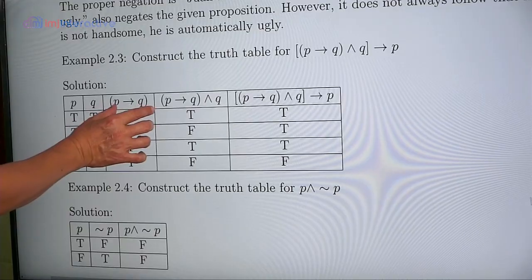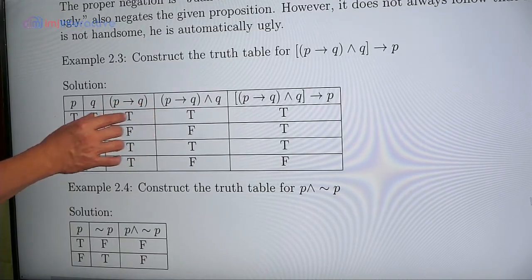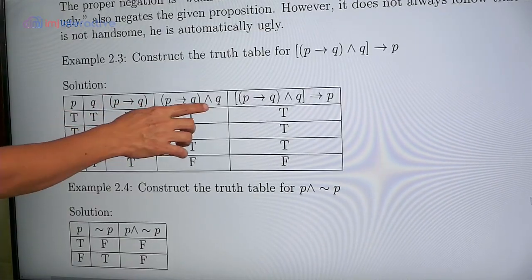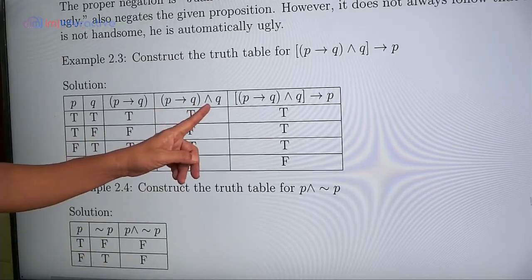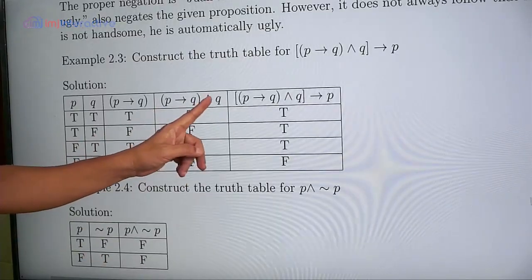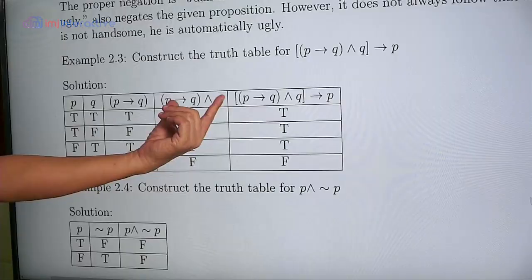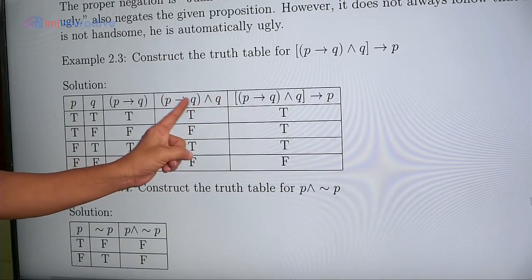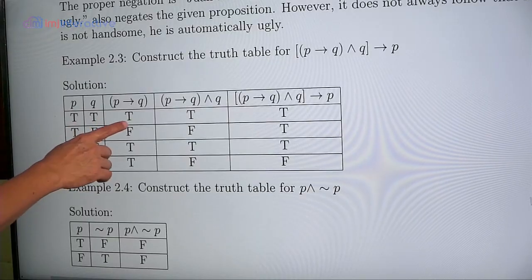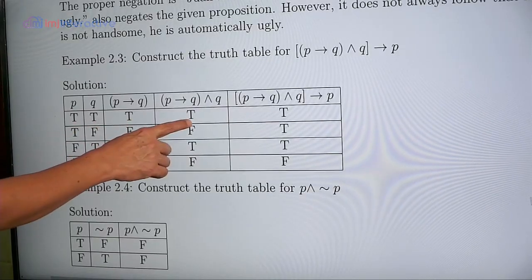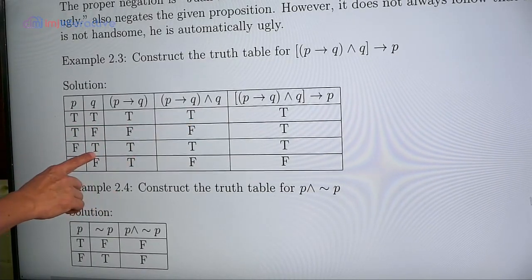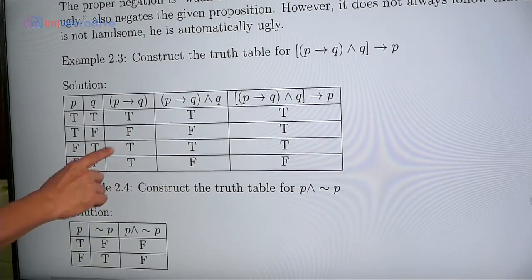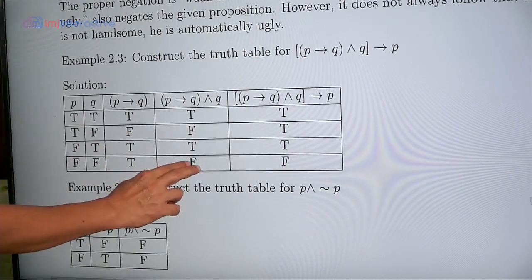Next, you have to look at the third column and the second column. This is an AND, so conjunction. The rule for conjunction is the two propositions will only be true if both are true. True, true, true. True, true, true. So these two should be false.